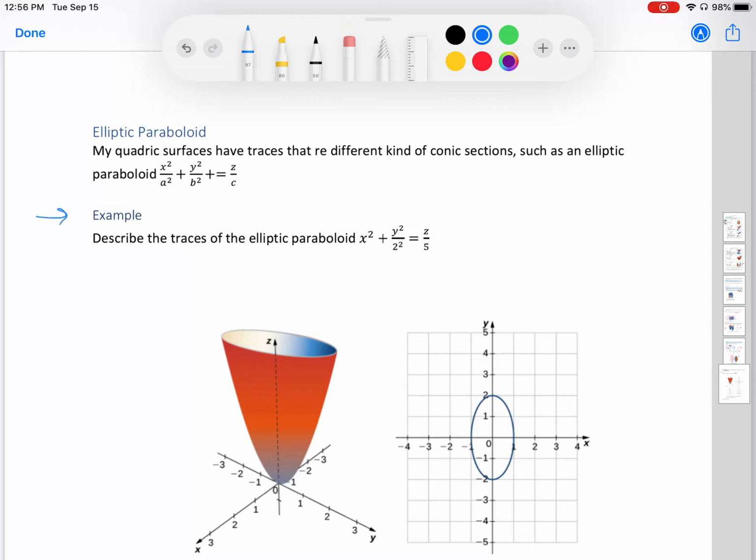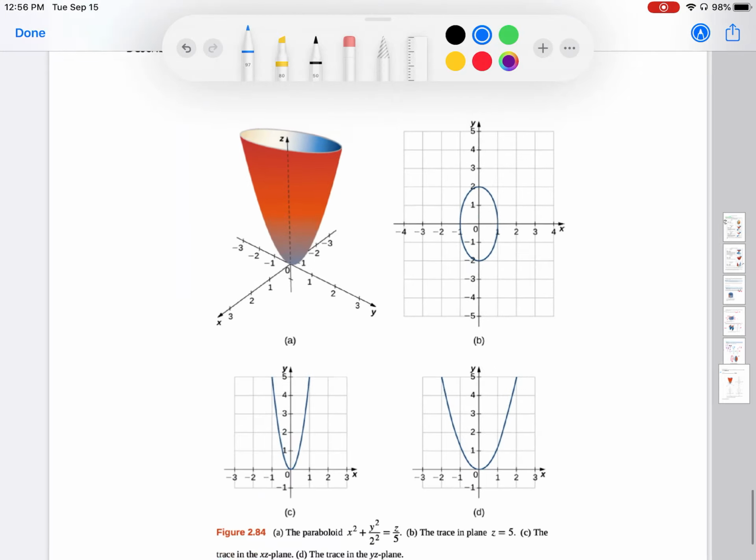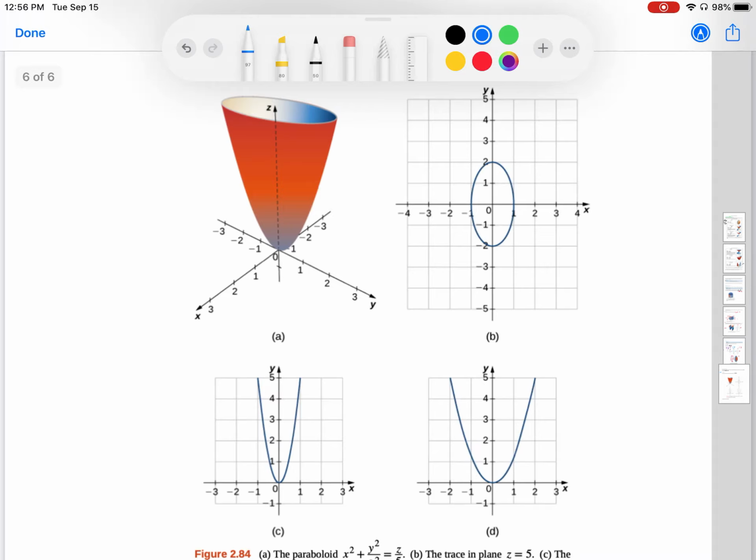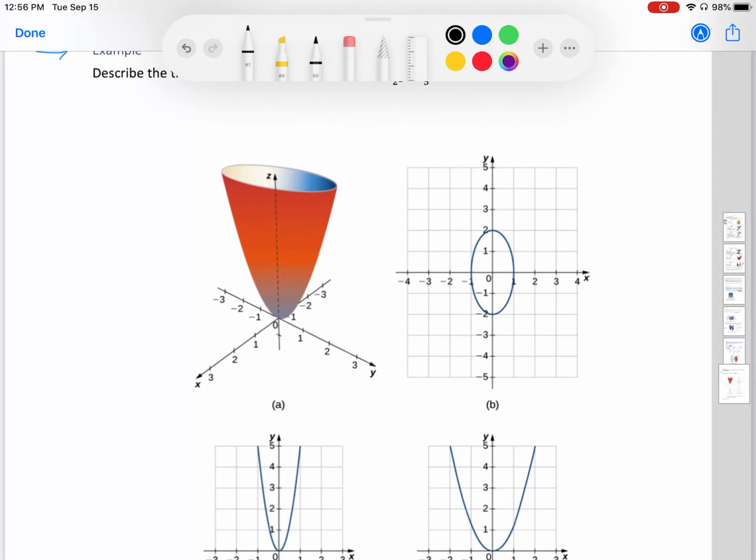Describe the traces of the elliptic paraboloid x squared plus y squared over 2 squared equals z over 5. Okay, so we have our answer and we have our traces. Let's go ahead and see how they come to be. So we know that this result is made up of our three traces interlinking.